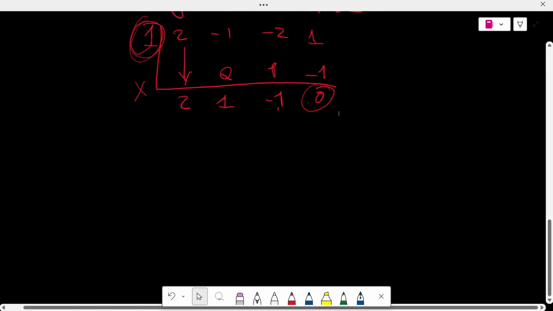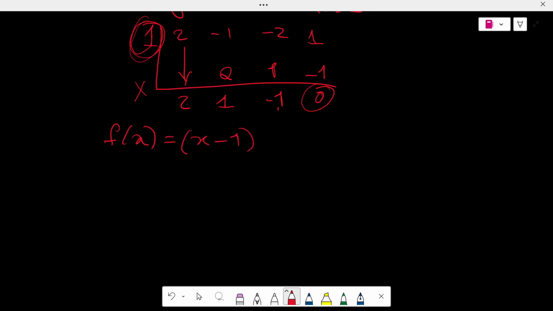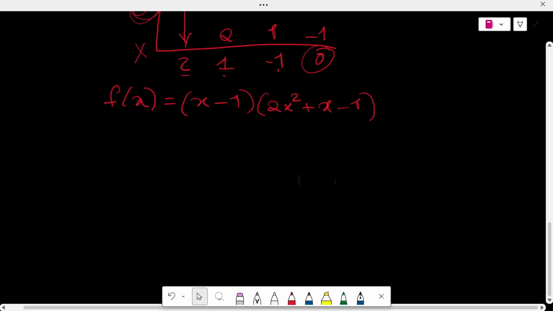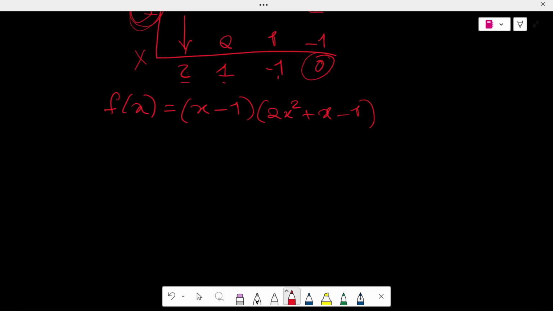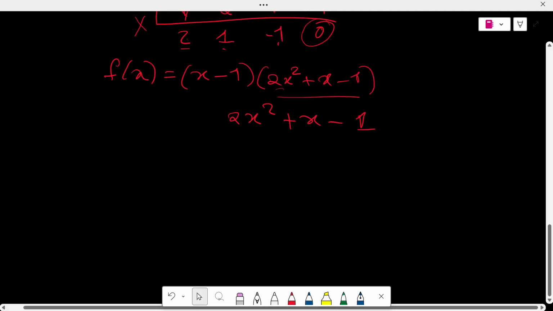So from here, what we have is the function will be this. Since we have already factorized this, we begin to get this 2, the power is reduced by 1, and then we have this one, which will just be x, and then minus 1. So now from here we can still factorize this, so we can take this as your quadratic. Now this one can be solved. So we have the product.